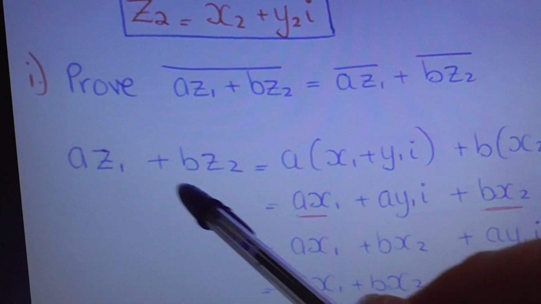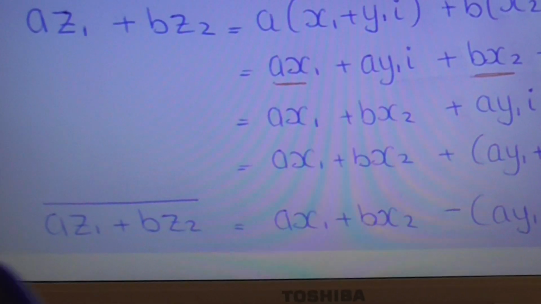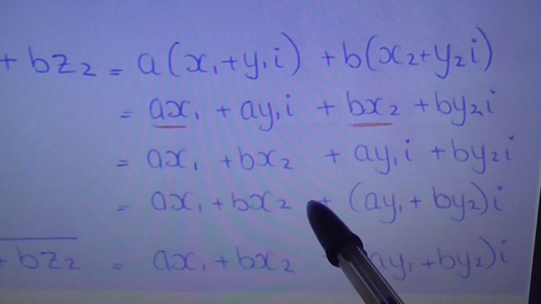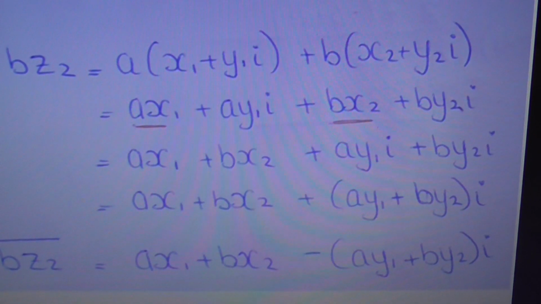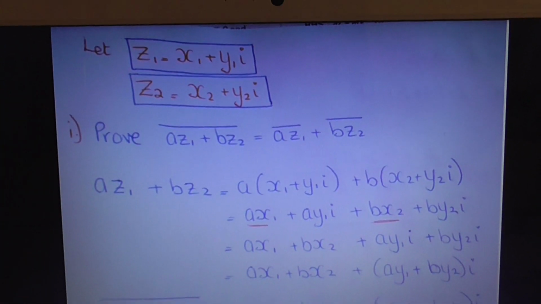And now I want to get the conjugate of that. The conjugate of that just means change the sign in front of the imaginary part. So that will now become a minus. Okay, so that's part 1.